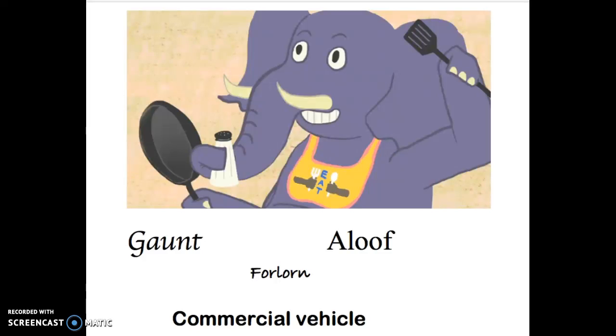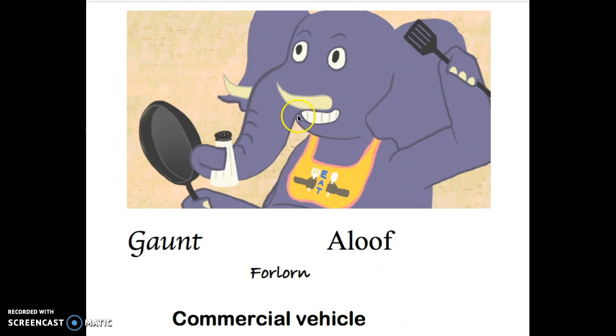Hello, and welcome to our reading focus on using context clues. Do you know what the word gaunt means? What about aloof or forlorn? Maybe commercial vehicle, or maybe not, but that's okay. I am going to reveal a powerful detective strategy that will help you figure out what words mean.